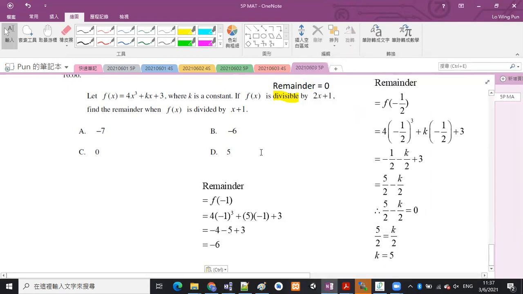Should be like this. So the answer is -6. That is option B. Is that okay?